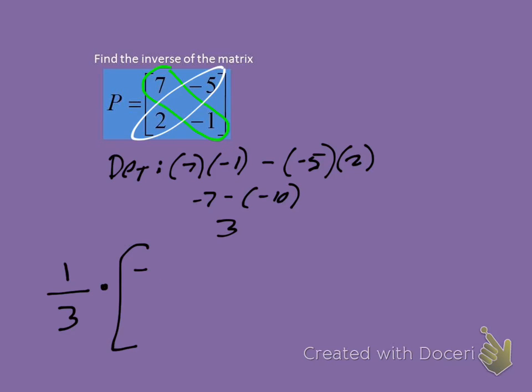-1, let me do colors. -1, 7. You gotta make the 2 negative also, don't you? You take the two that are circled in white, right up here, you change their signs. So 5 goes positive, 2 goes negative.